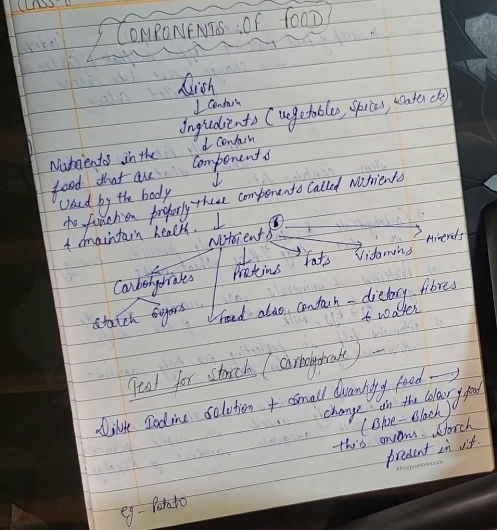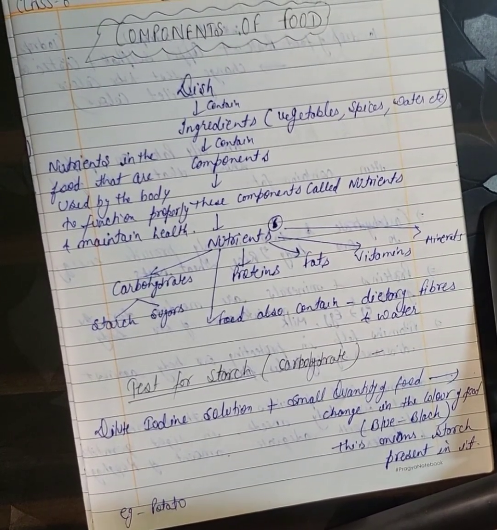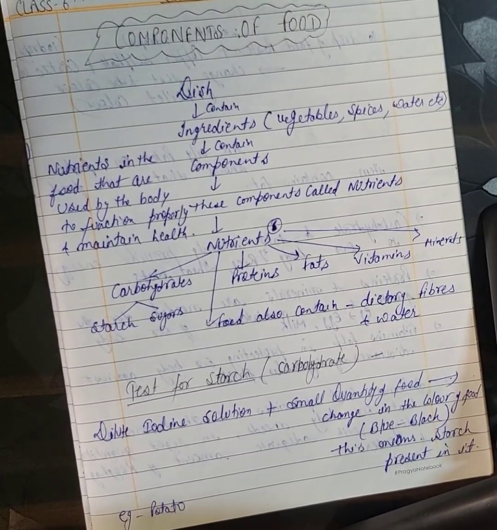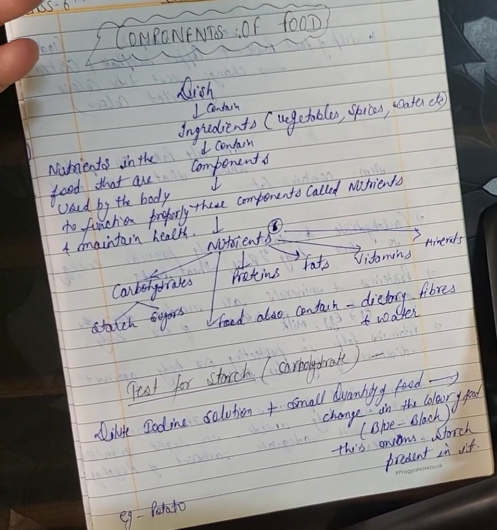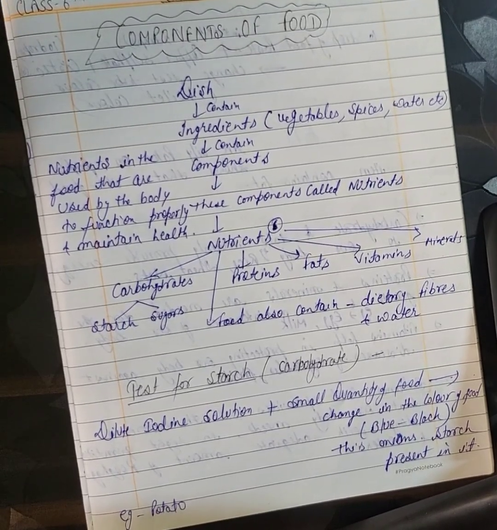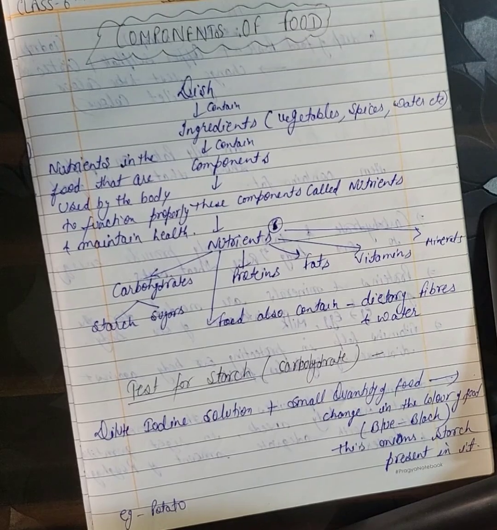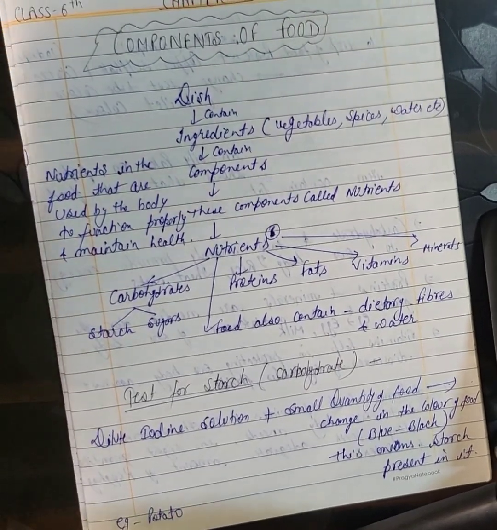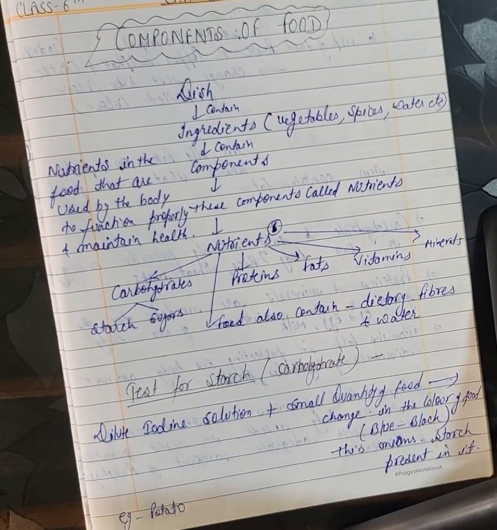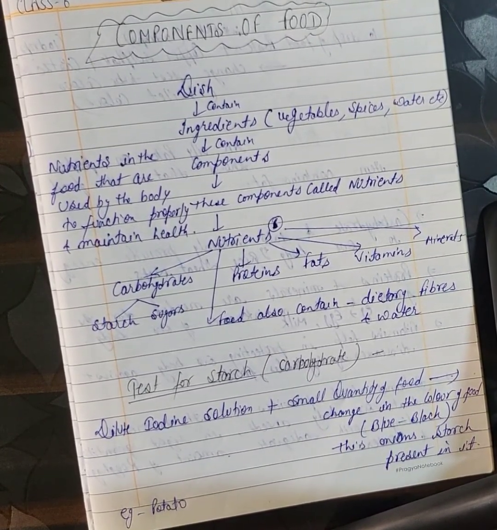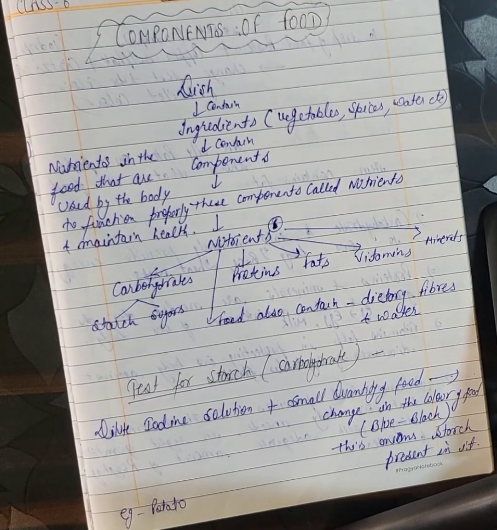So let's discuss this chapter, components of food. What are components of food? When we try to ready a dish, it contains ingredients, and those ingredients are vegetables, spices, water, etc. So ingredients contain components.